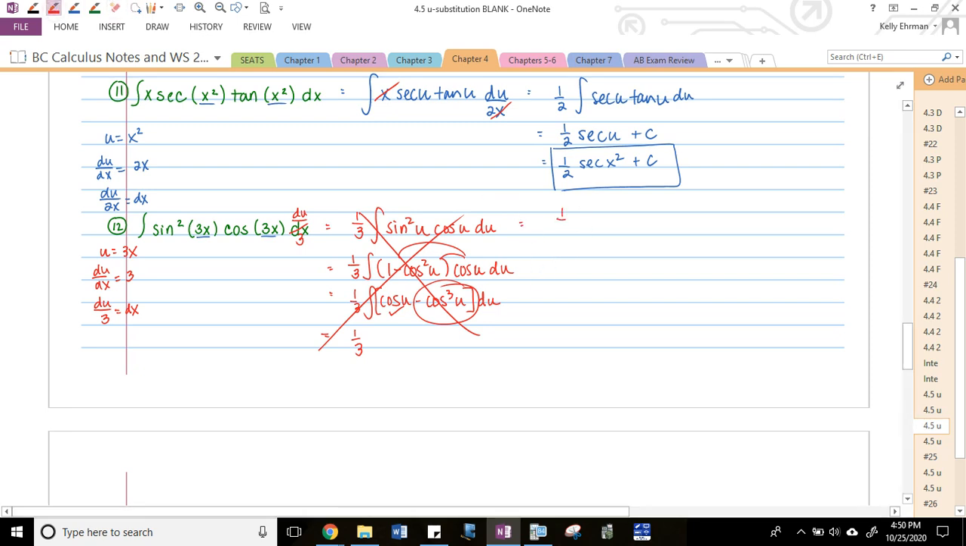Let's go back and look at our 1/3 integral of sine squared u cosine u du. Well, you have a sine and a cosine, and that sine squared looks a little more complicated, right? So how about instead of saying u here, because I'm going to use a different u sub, let's get rid of the 1/3 and put those back to 3x's.